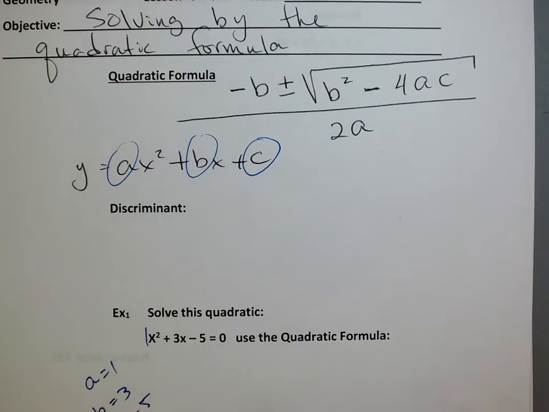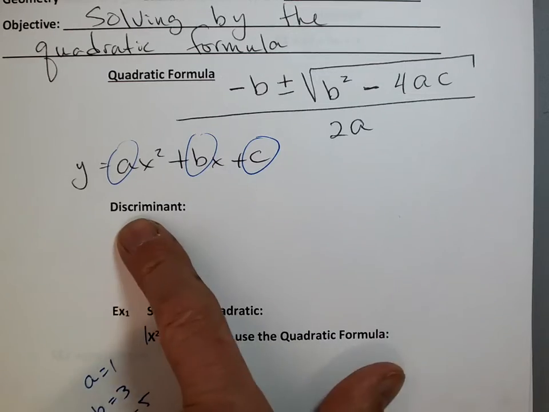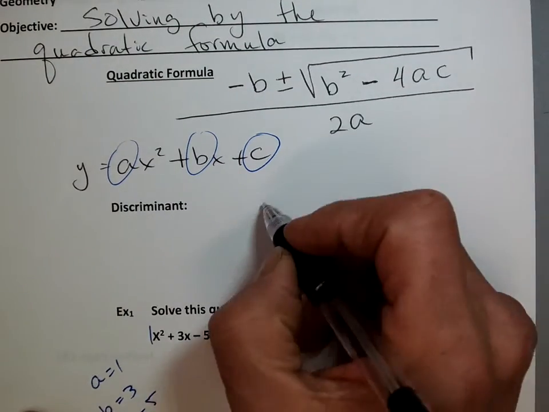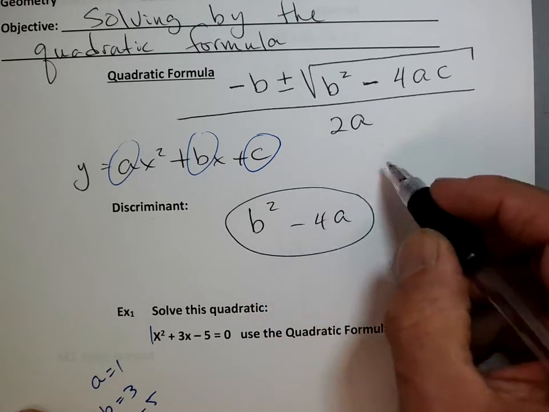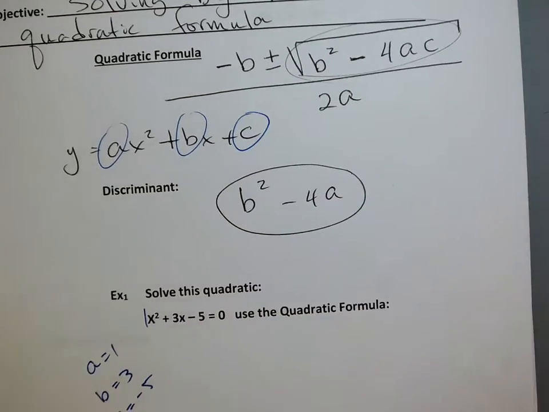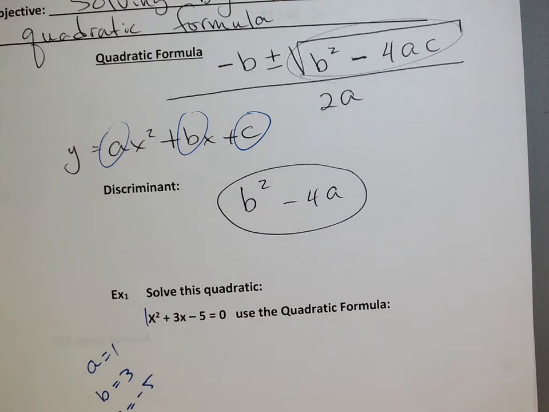Now, this thing called the discriminant, that's your b squared minus 4ac. That's this part of the quadratic formula. And the reason they call it the discriminant, think about the word discriminant. We're going to discriminate. We're going to look at it and get some information.